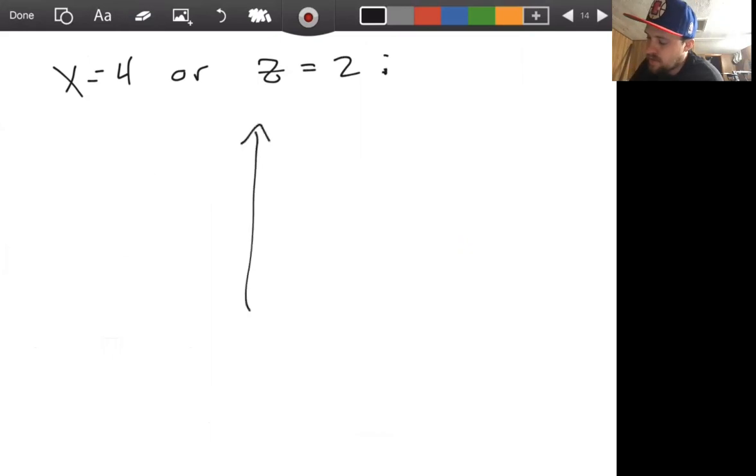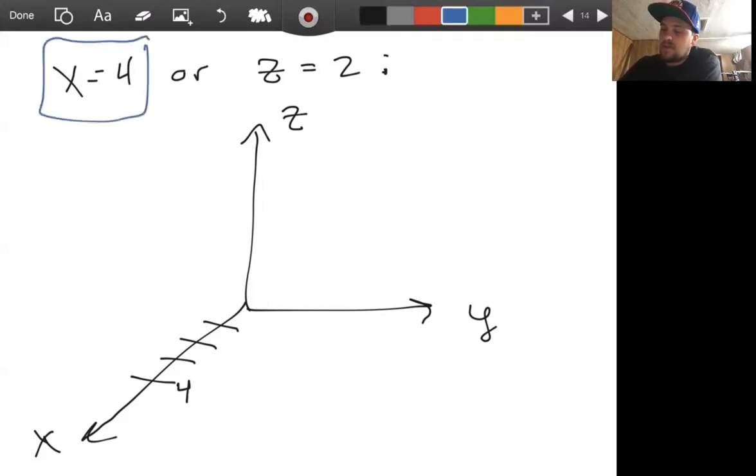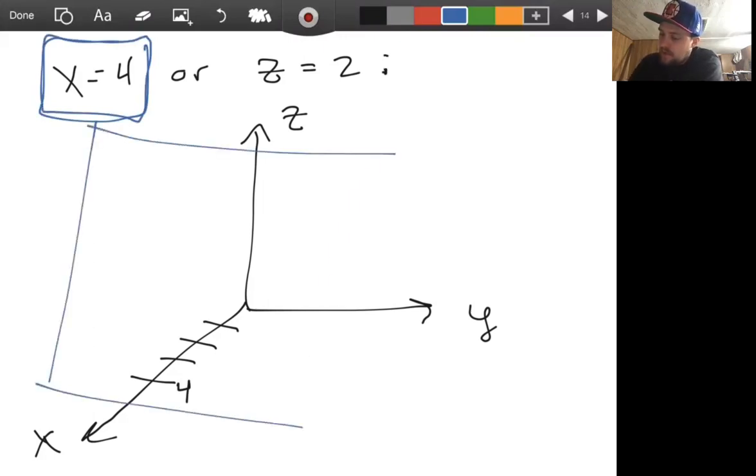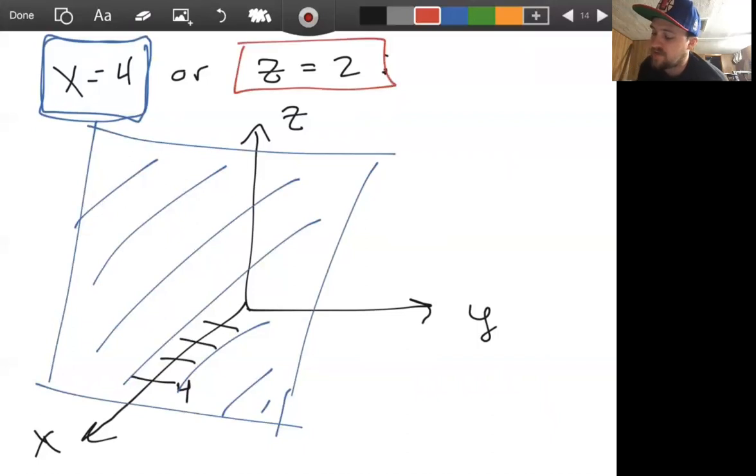Graphically, we have x, y, and z. Well, if x is 4, that's 1, 2, 3, 4, we learned that x = 4 is a plane that's parallel to the yz plane, but at the level x = 4. So we can draw a plane parallel to the yz plane all the way out here, like 4 units out of your screen, right? Or we can have z = 2.